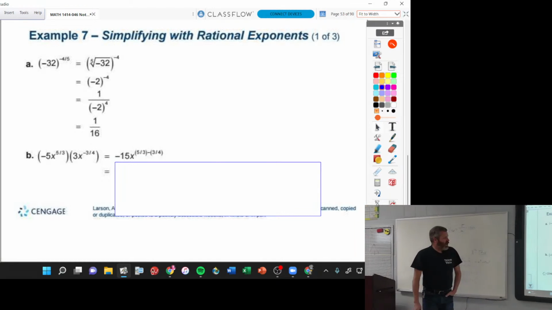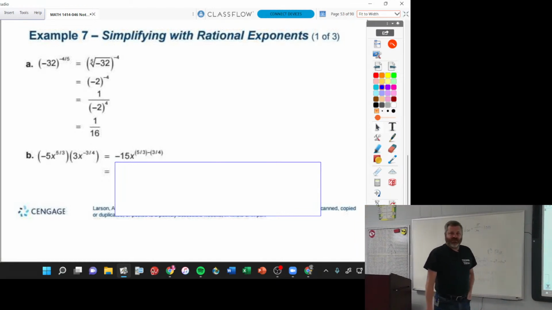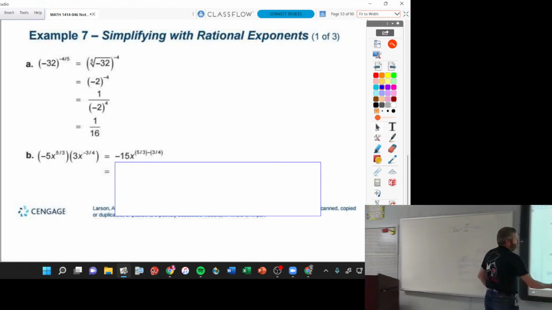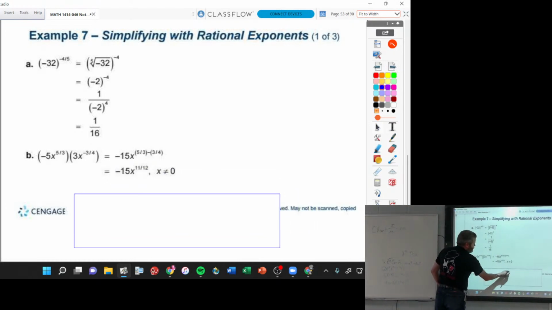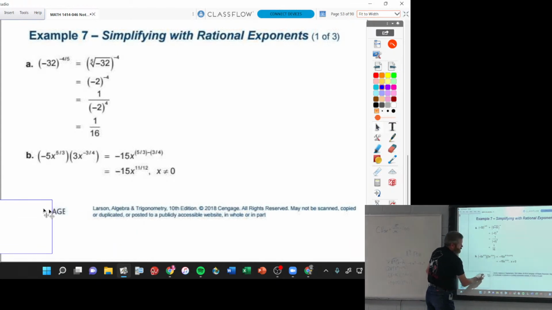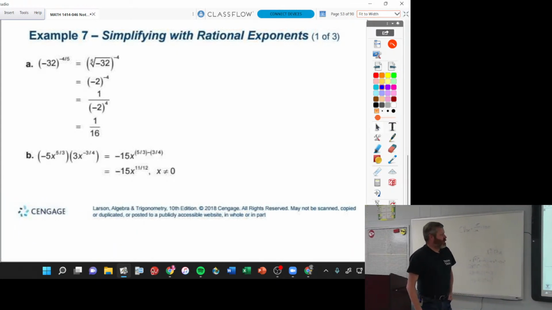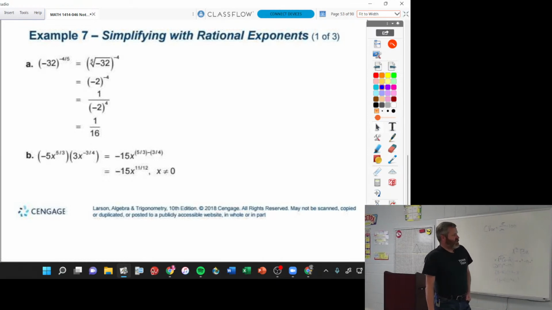So we're adding 5 thirds and a negative 3 fourths. That becomes 5 thirds minus 3/4 for the x exponents. Doing the math on those gives you x to the 11/12th power, because when the bases are the same, you add the exponents.